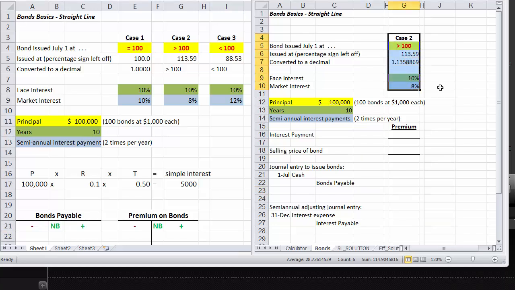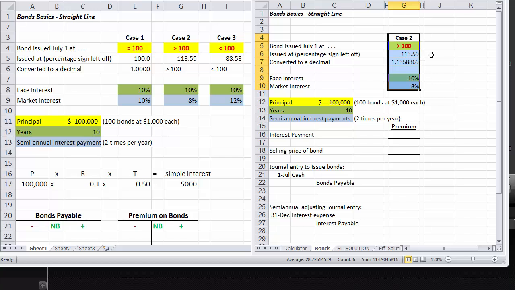Now case 2, you will notice that the face interest rate is still 10%, but the market interest rate is 8%. So what that means is the company is actually giving 10% return to the investors on their bond investment, whereas the going rate in the market is only offering 8%. So we're actually offering more than what the market is.